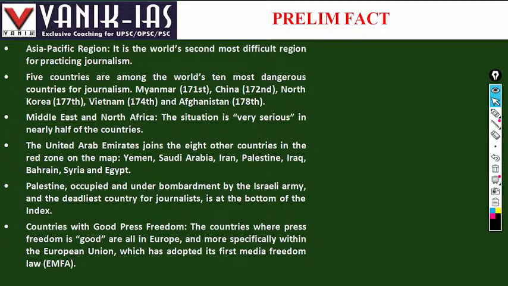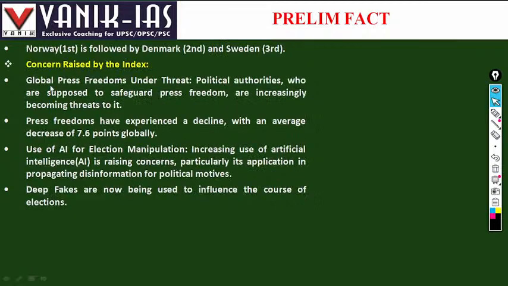The countries where press freedom is good are all in Europe, especially within the European Union, which has adopted a fast media freedom law. Okay. Norway first, followed by Denmark second, and Sweden third.